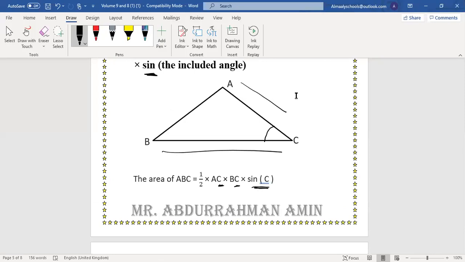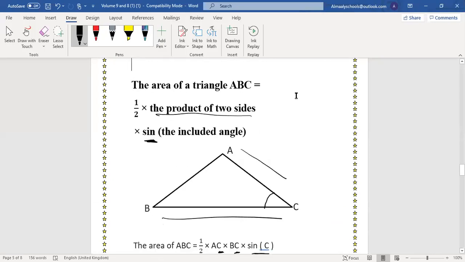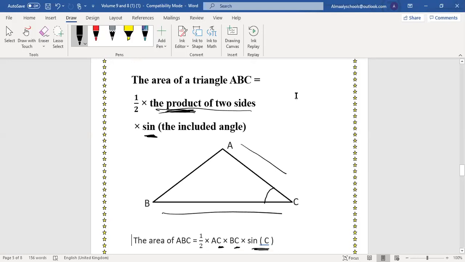For example, so please repeat for the last time the rule again. The area of the triangle, Yazan? Half multiply the product of two sides. What's the meaning of product, Yazan? It means multiply them by each other, the answer of the multiplication. So half multiply the product. I'll take two sides and multiply the two sides. So half multiply the product of two sides, multiply what? Sine the included angle. Now you can use the calculator to find sine the included angle.